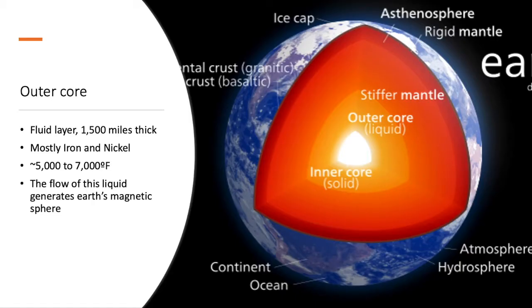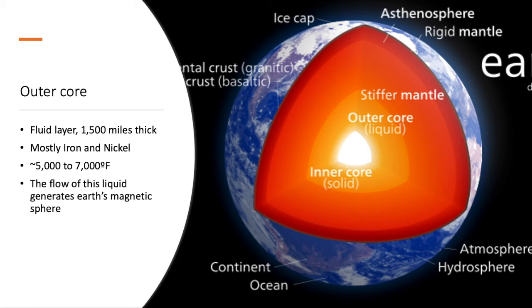If we move from the inner core to the outer core, we find that things change quite a bit. So the outer core, like I said, the inner core is like a really dense, thick solid. The outer core is a mostly fluid layer. It's about 1,500 miles thick, so it's still very, very thick. And it's composed mostly of iron and nickel, and it's still pretty dang hot. I mean, 5,000 to 7,000 degrees Fahrenheit, that is really warm.